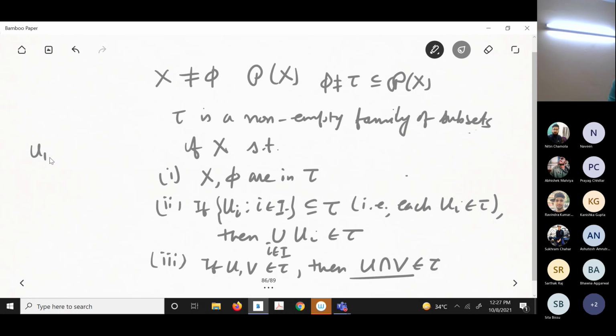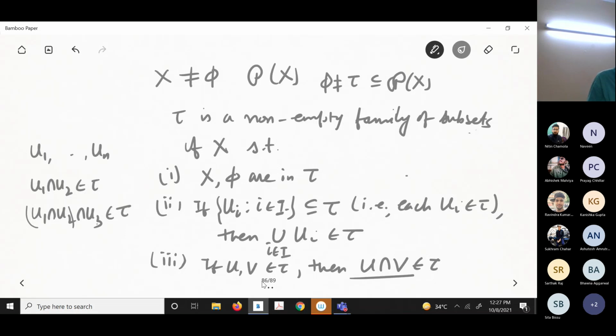By induction, it is the same thing. Suppose you take U1, U2. Then U1 intersection U2 belongs to tau. Of course, if you have finite intersection, this will be true. And then with this you take U3. This belongs to tau, this belongs to tau, so by that, this belongs to tau. So by induction, you can see that. It's the same thing if you take finite. So starting from a metric space, you are getting this. But now I am only looking at this part. I am not looking at the metric.